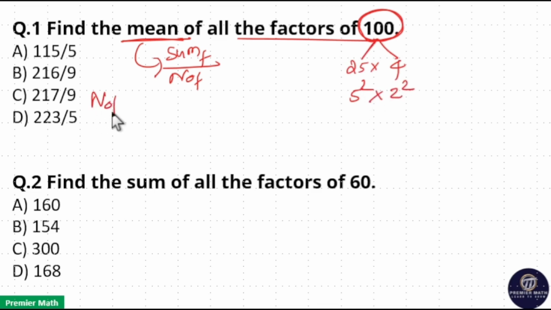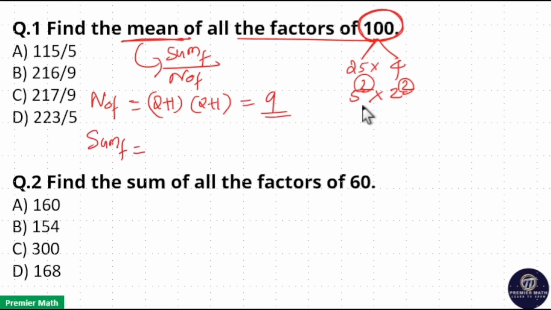So total number of factors of 100 is equal to, here power of 5 is 2. So take 2 plus 1 and power of 2 is 2. So again take 2 plus 1. 2 plus 1 into 2 plus 1 is equal to 3 into 3, 9. So total number of factors are 9. Now take the sum of factors.